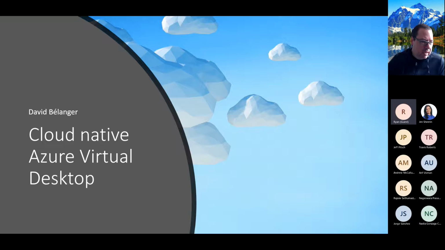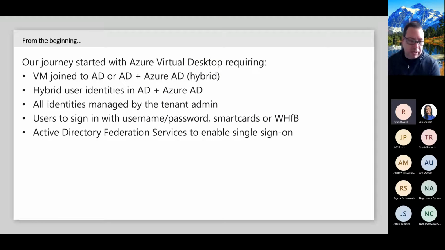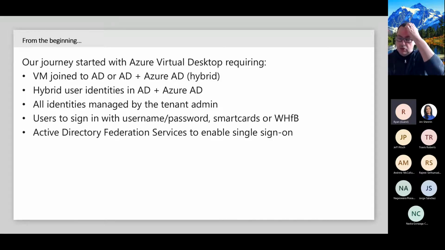So moving on, I figured we'd start with just a quick look at where we were when Azure Virtual Desktop started. I'm assuming all of you are very familiar with Azure Virtual Desktop, so this should not be news to you. But when we started, and to some extent a lot of this is still true today, VMs had to be joined to Active Directory or hybrid with AD and Azure AD. We only supported hybrid user identities that were generally sourced in Active Directory. Ignoring Azure ADDS and all that, that's also supported.